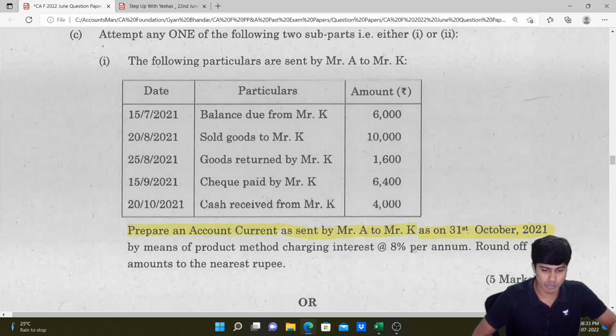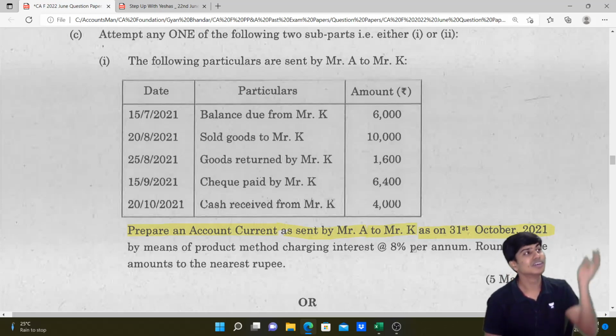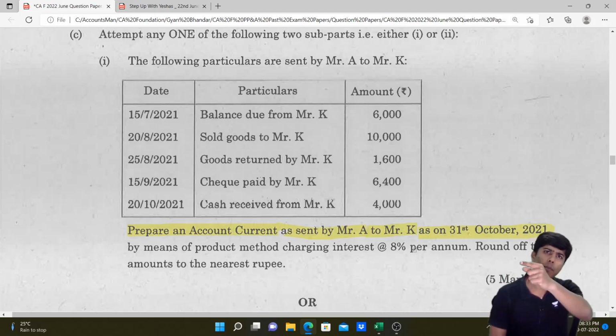As on 31st of October 2021 by product method. Product method is the easiest to do. It will take lesser time. Instead of computing individual interest, write the amounts, write the period. Find the total product, then the balancing figure, and opposite side you find interest.